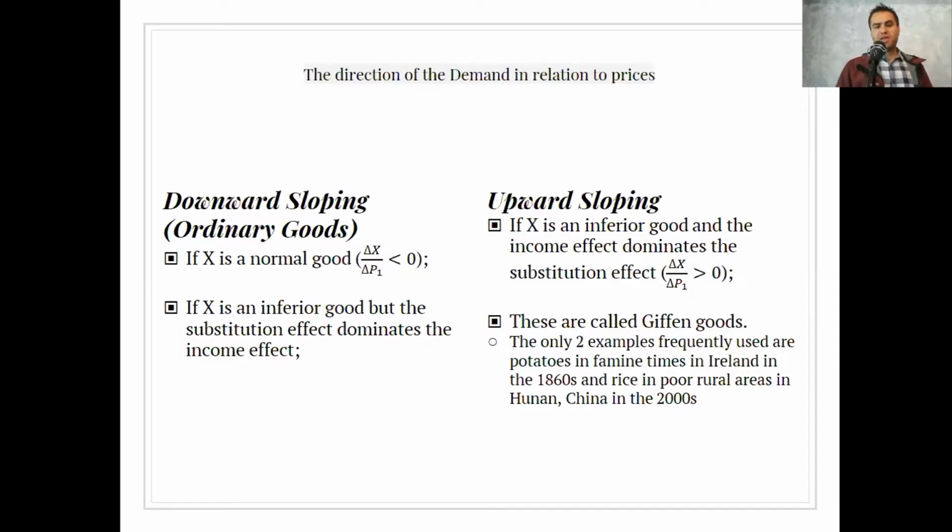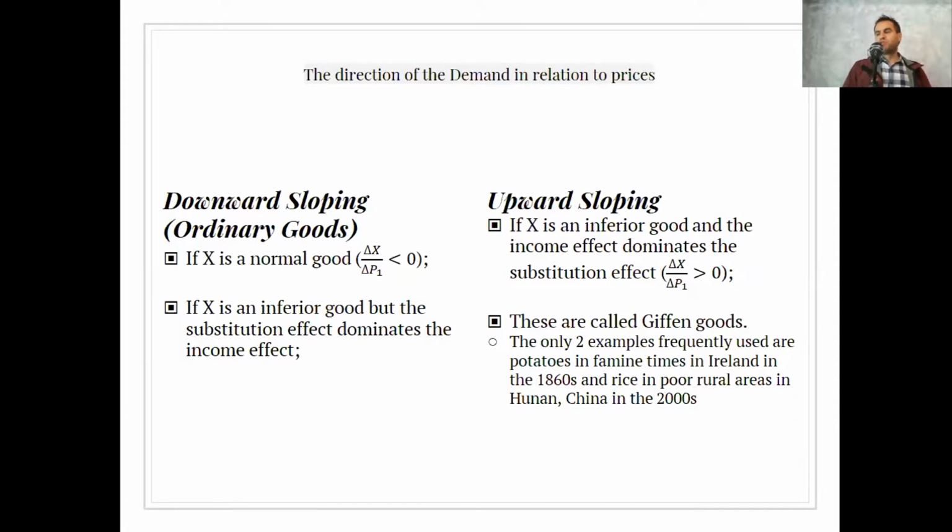The formula there that says if X is a normal good implies that the change in X is negative when the price increases. When the price of a good increases, you stop consuming it. That is the law of demand, or vice versa. As I just said, when the price of a good decreases, the consumption of that good increases. And this even happens for inferior goods.